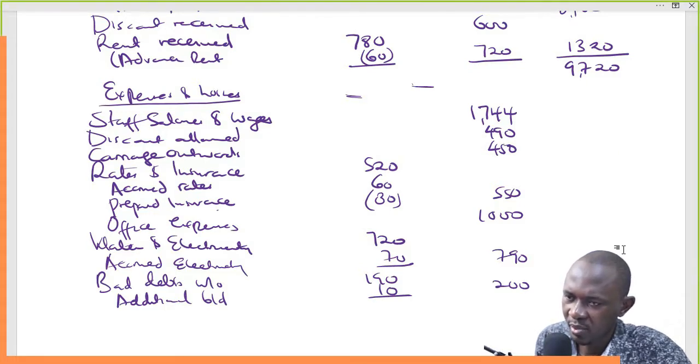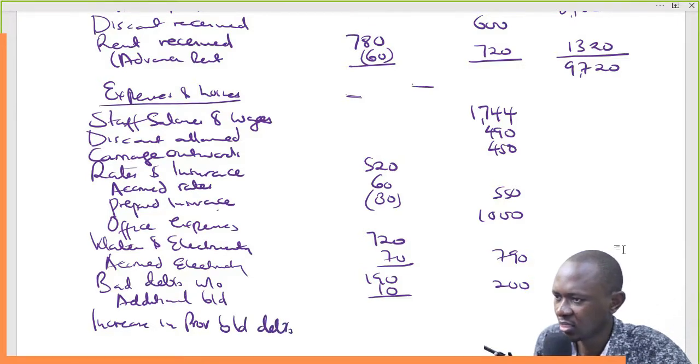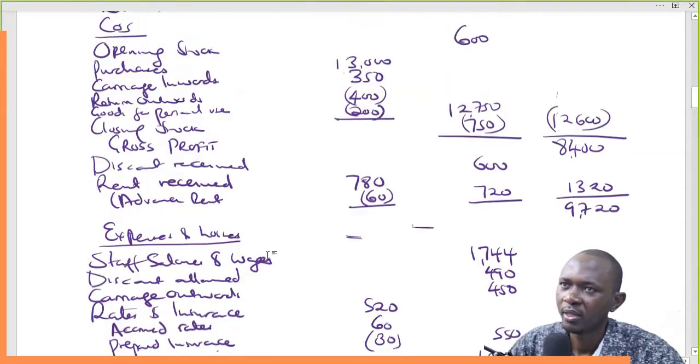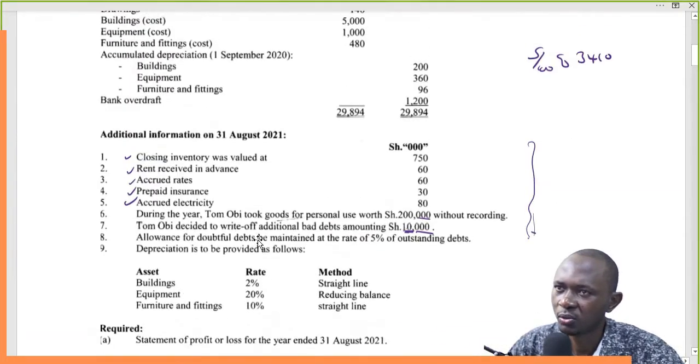So we debit this. Increase in provision for bad and doubtful debts. This is 170 minus 160. So we get 10. Just put 10 like that. Then we proceed with the question.